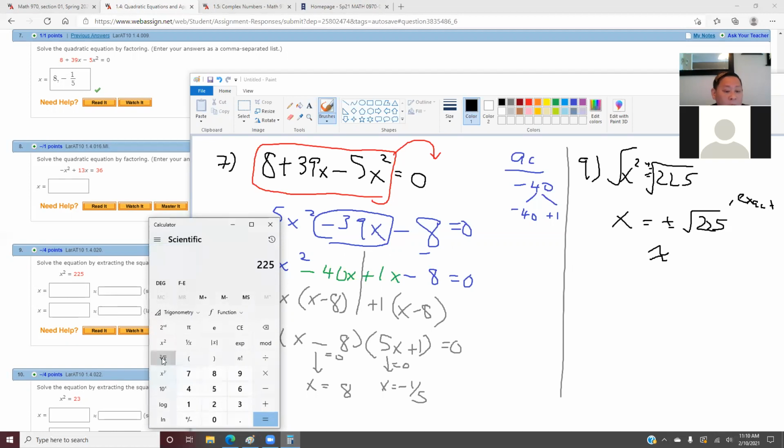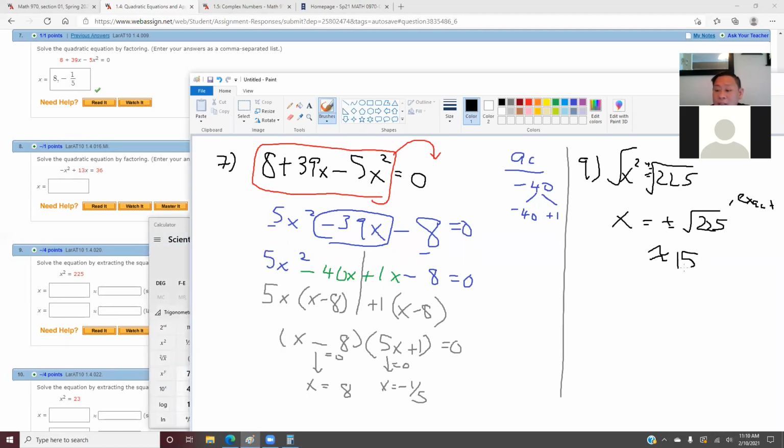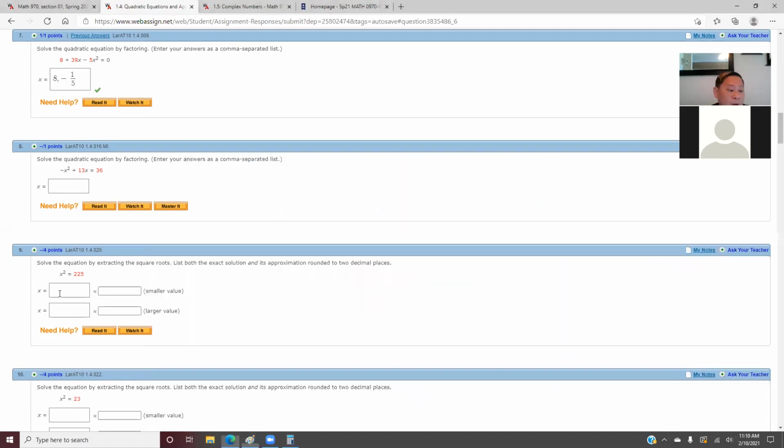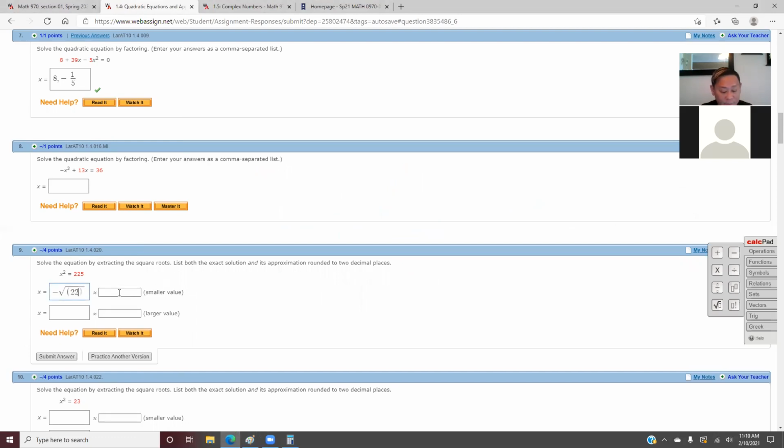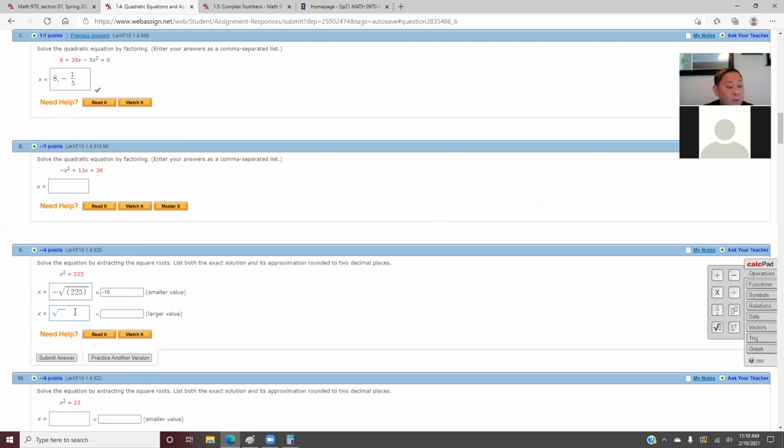The square root of 225 is 15. So in order for us to do this homework, plus minus, don't forget. Your answer in this case, the smaller value will be the negative square root of 225, which will give me negative 15. And the other one is the square root of 225, which is the same thing as 15.